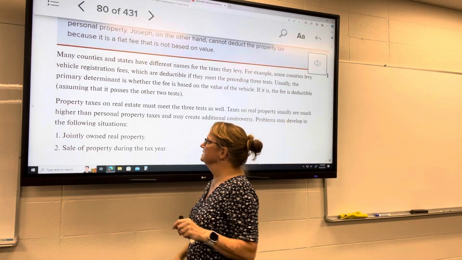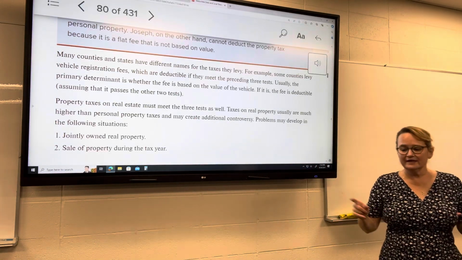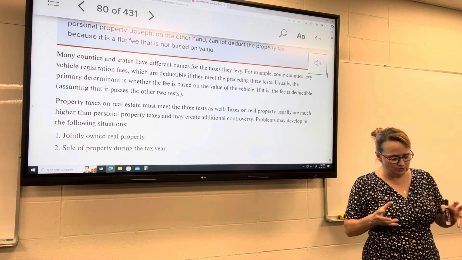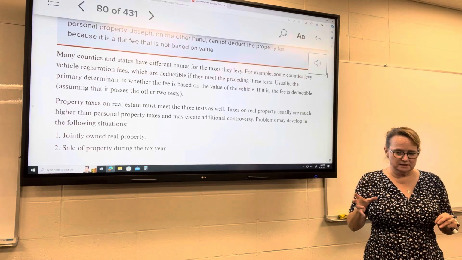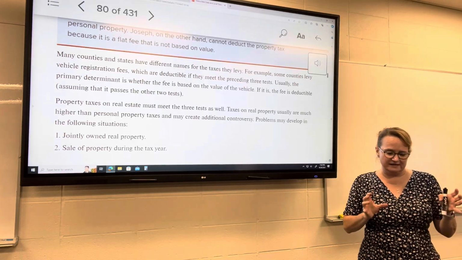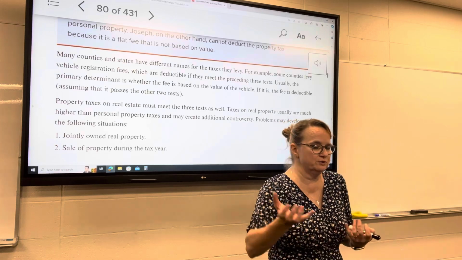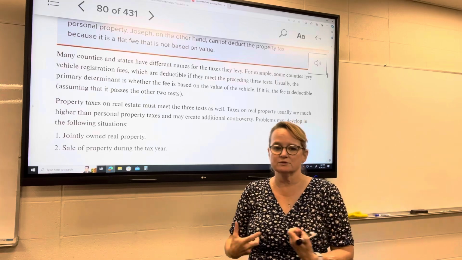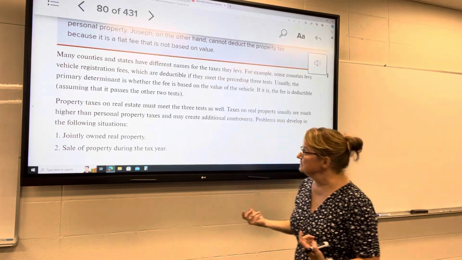Property taxes on real estate are a little bit different, in that oftentimes it's jointly owned property. If it's jointly owned with spouses, that's one thing, because they're probably filing jointly on their tax return. But say you own a piece of property with your aunt or with your mother or something, you've got two separate tax returns, you've got to figure out who exactly gets that deduction.